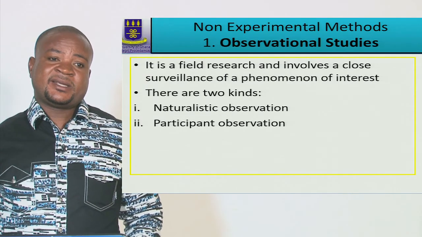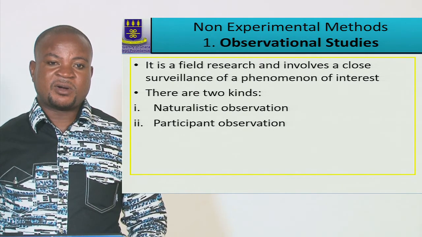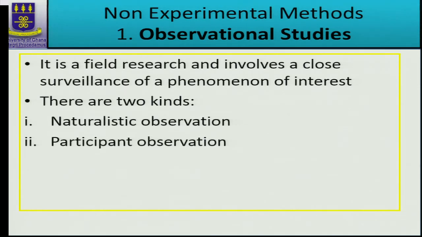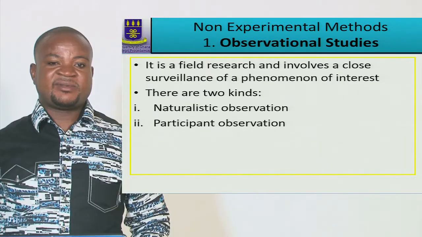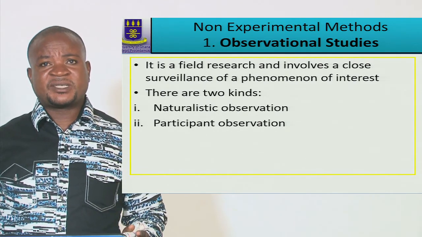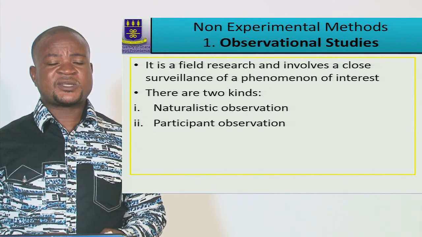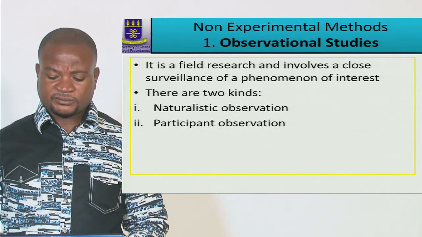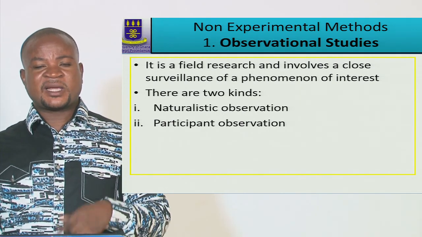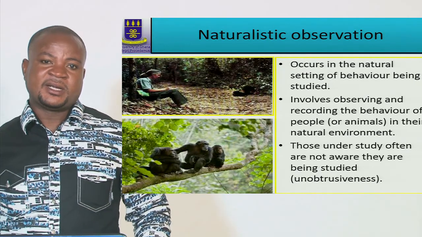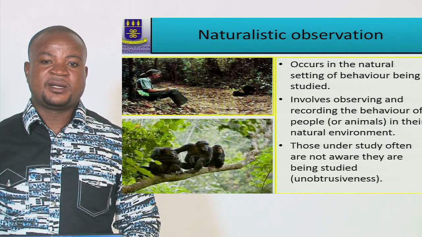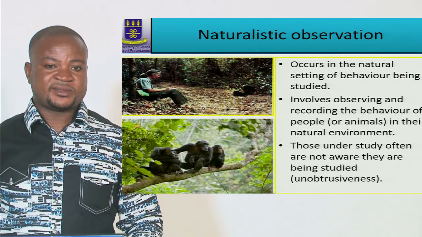An observational study is a field research which involves a close surveillance of a phenomenon of interest. And here we have two types: naturalistic observation and participants' observation. In observation, what you are doing is that you just want to see what is happening there. There are two ways. You can sit behind and see what is happening, or you can take part in it while seeing it. So naturalistic observation occurs in the natural setting where the behavior is being studied.